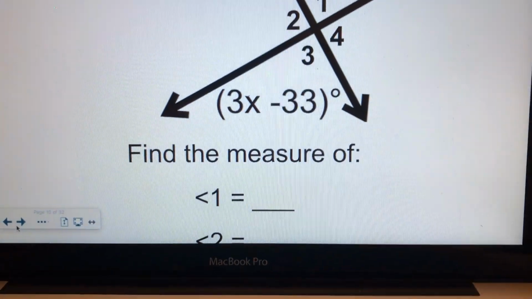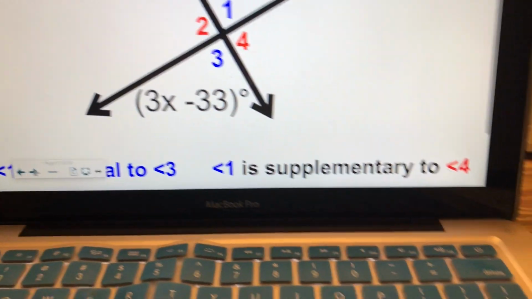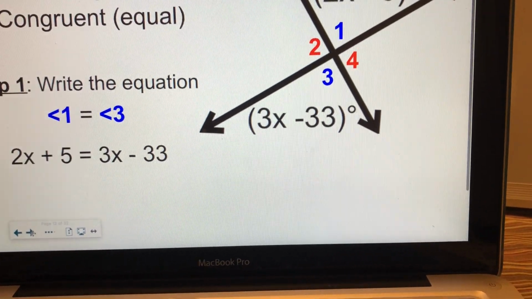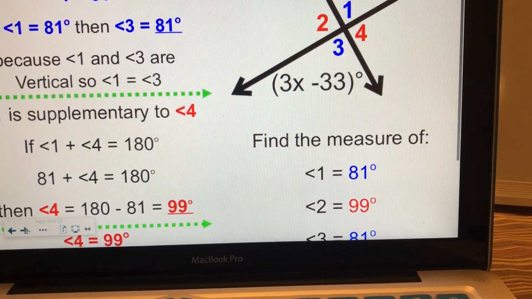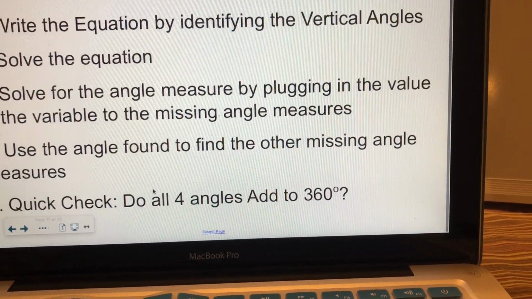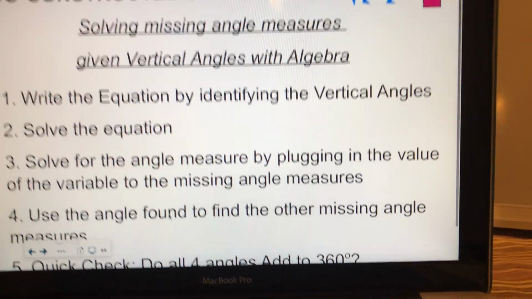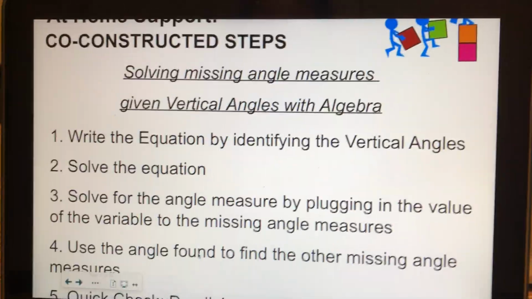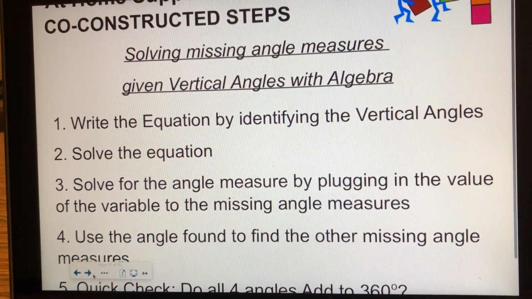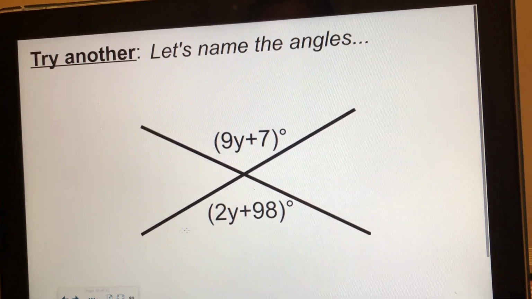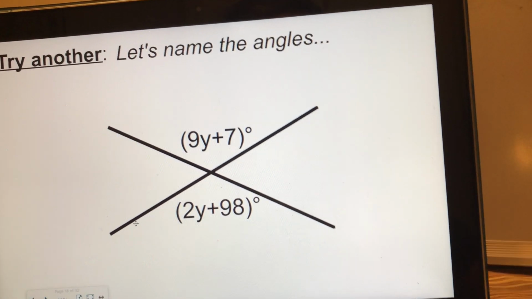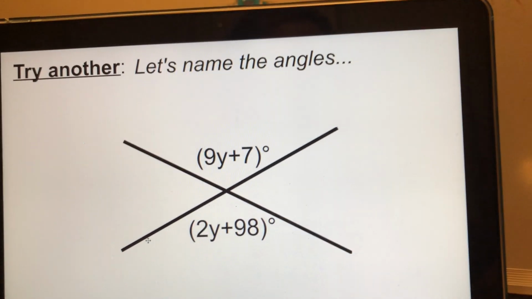Perseverance. Okay, so here in your note, in your lesson, it goes through each step with you that I just went. Here are the co-constructed steps that you should write down in your notebook so that you have it ready for when you're doing your classwork. And then here's another one. Let's try it again.